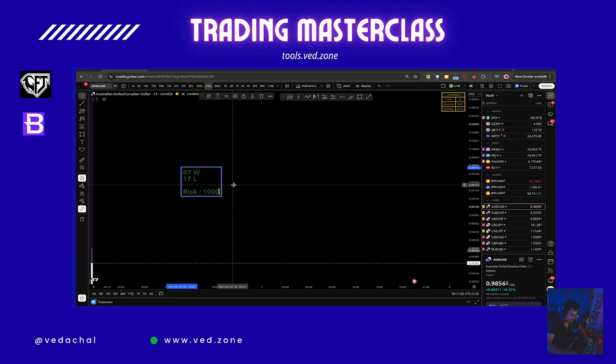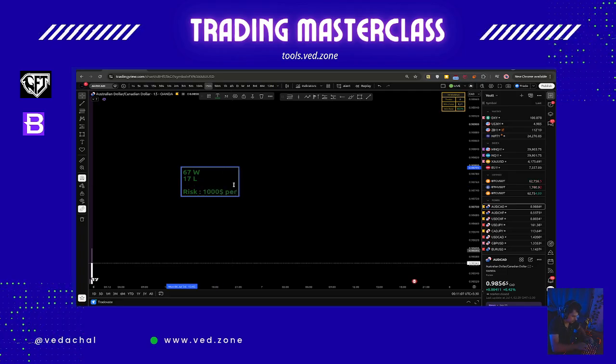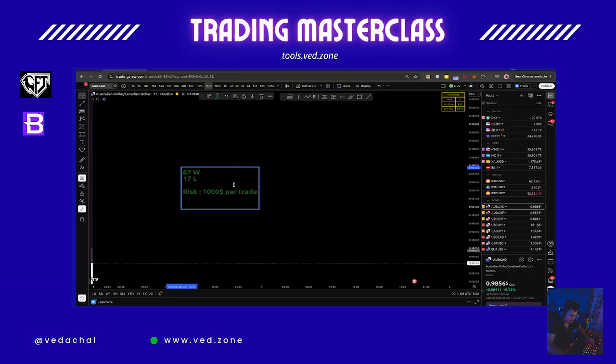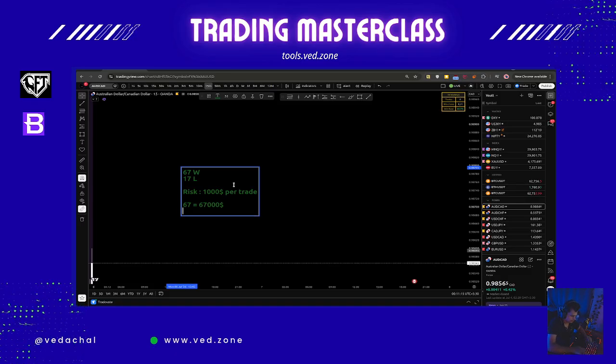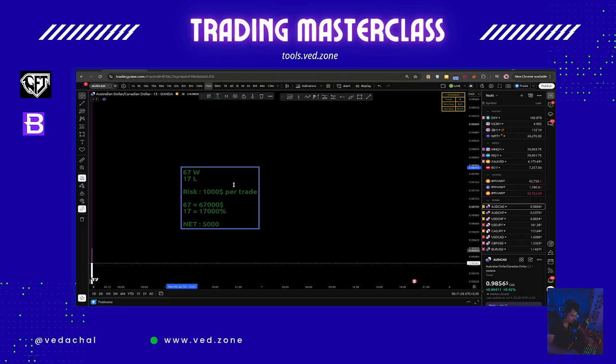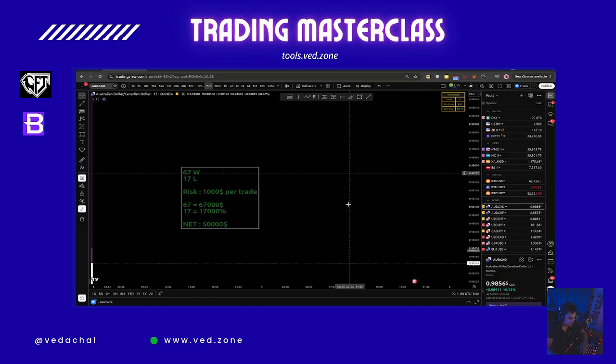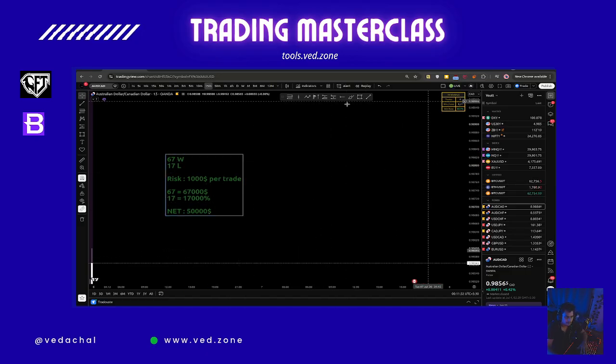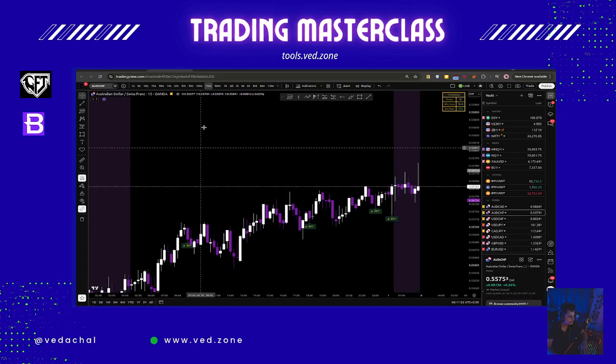Risk $1,000 per trade. 67 is equal to $67,000. 17 is equal to $17,000. So the net will be $50,000. We haven't even looked at the CDP indicator, right? Which is meant for negative RR, which let me just look at it actually.